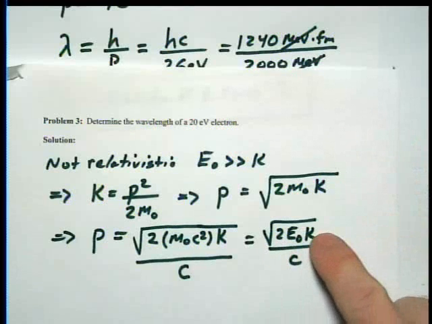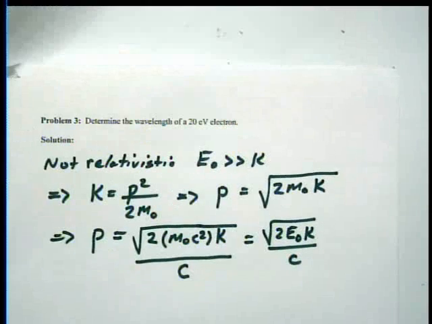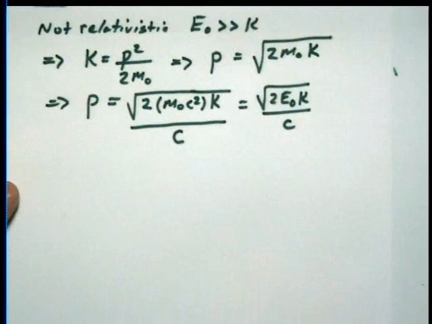I have an energy under a square root, so I'm going to get an energy out divided by c. In the previous problem I got MeV per c; I'm going to get an eV per c in this particular problem. Okay? So let's go ahead and do that.